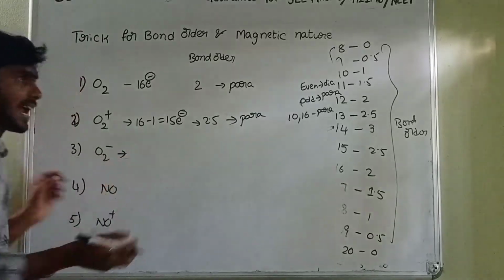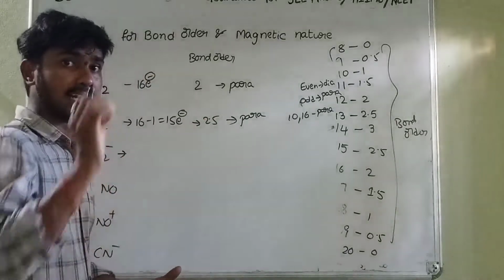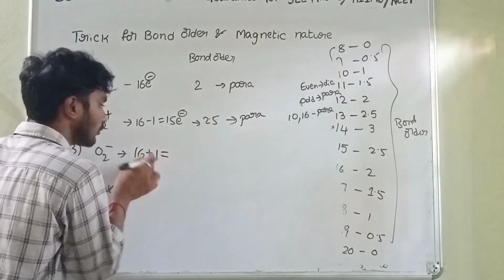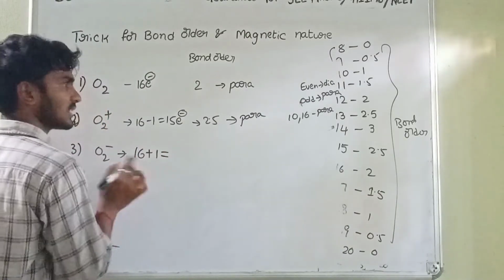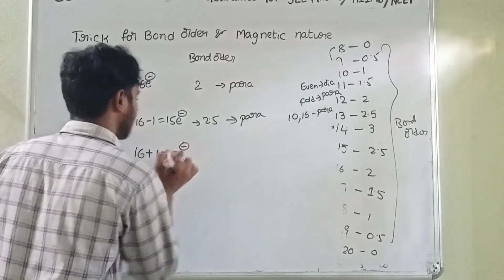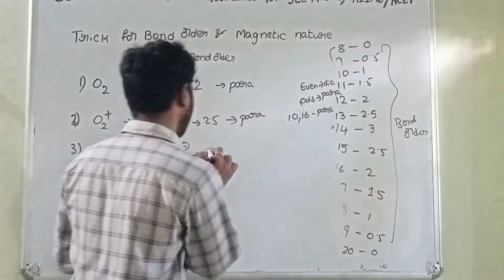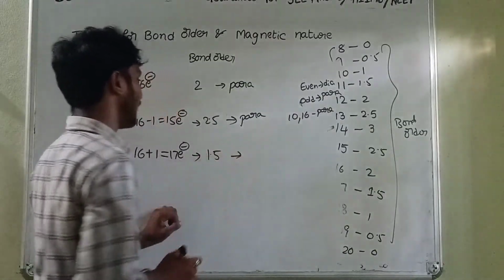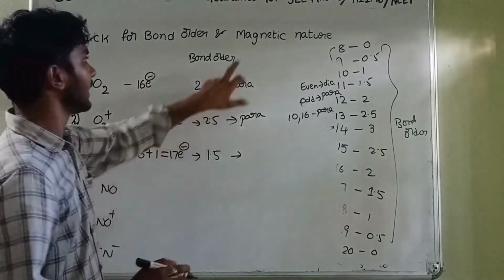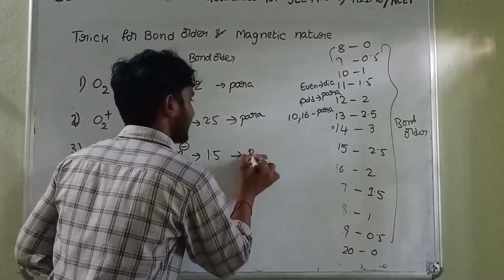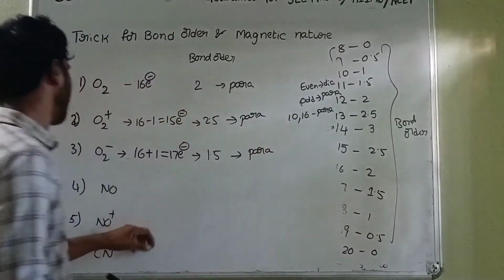O2 minus means we are adding one electron to O2. So 16 plus 1, that is 17 electrons. For 17 electrons, the bond order is 1.5. And 17 is an odd number, so it is also paramagnetic nature.